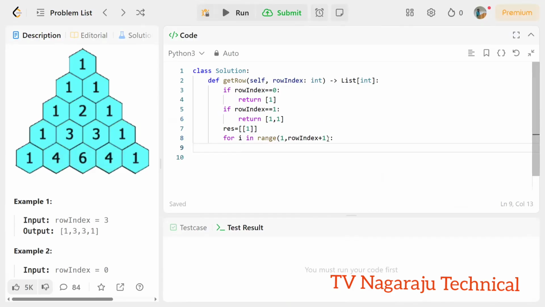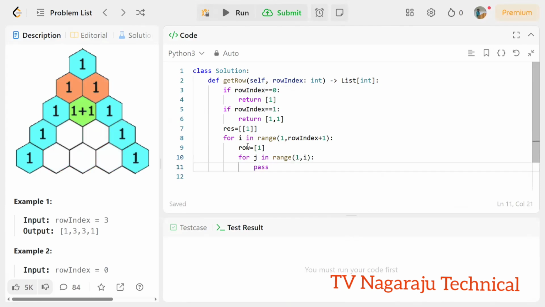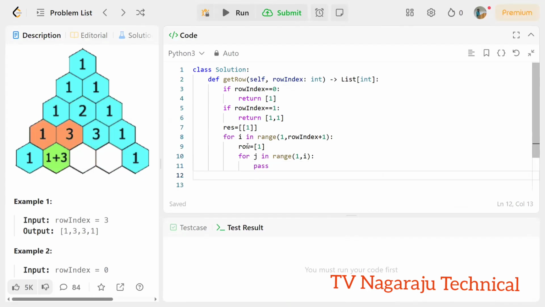You know this one. What is the first step? Append the left side. Simply, I am taking one row. What is the value? Initially, the value 1 is taken. That is the leftmost element. After that, to calculate the next elements, j in range of 1 comma i. I think you remember, pass. Here I am doing the calculation of the middle elements. Once the middle elements are completed, what do you do? row dot append of 1. Observe. By this, what happened?